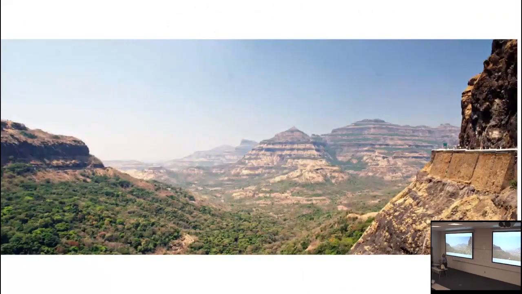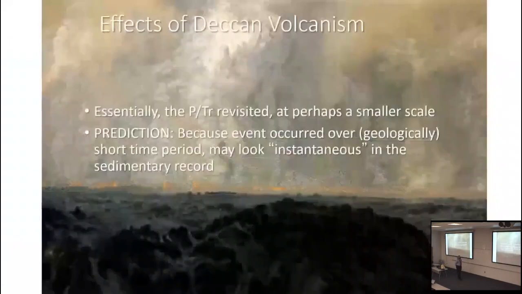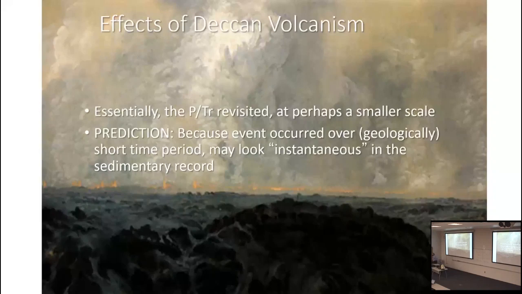And another photograph of how these huge deposits erode in the modern world. So the expected effects of Deccan Traps volcanism would basically be just like the Permo-Triassic or the Triassic-Jurassic event on a smaller scale. So global warming due to lots of CO2, perhaps a pulse of cold at the beginning due to sulfates.